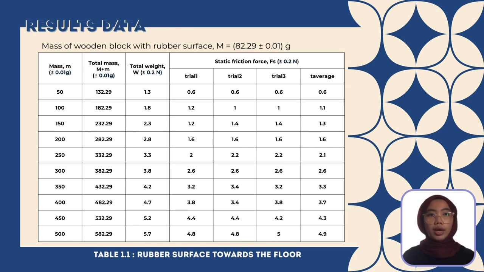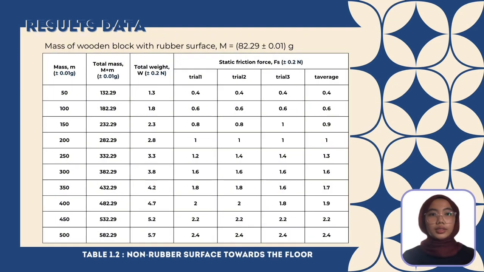For the next column, we have data of static friction force with uncertainties of 0.2 Newtons that we obtained from the spring scale reading. We took the average of the 3 readings taken. From the data here, we can see the trend: as the total weight increased, the static friction force increased as well. Next, the result data of table 1.2, which is the non-rubber surface towards the floor.